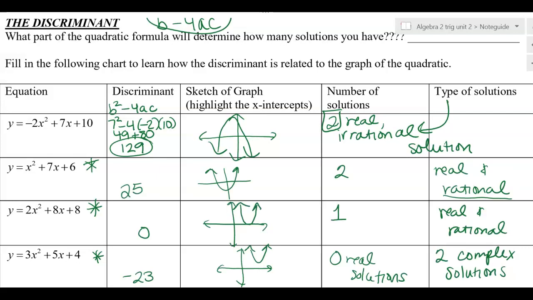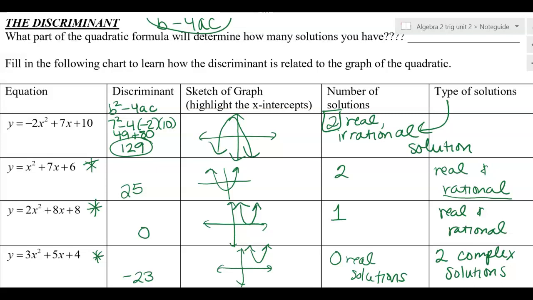All right, any questions about this? So do you understand what the discriminant is when you see the word discriminant? Do you understand when you would use the discriminant if they don't say discriminant in the question? You would use it if the question is about how many solutions or what kind of solutions.